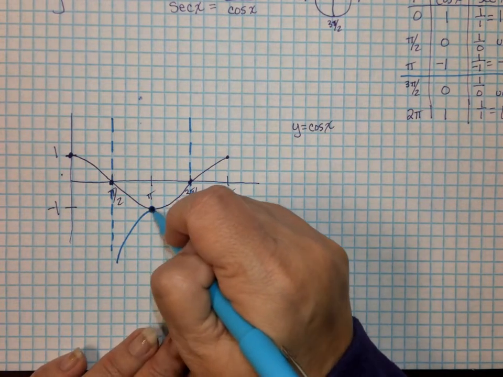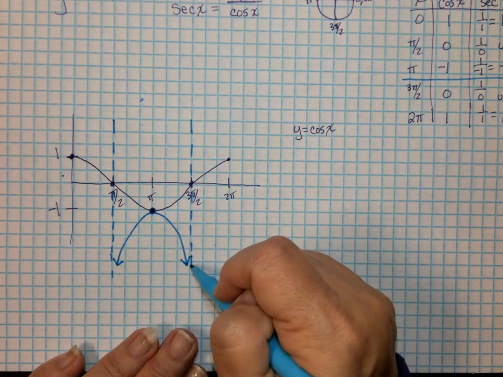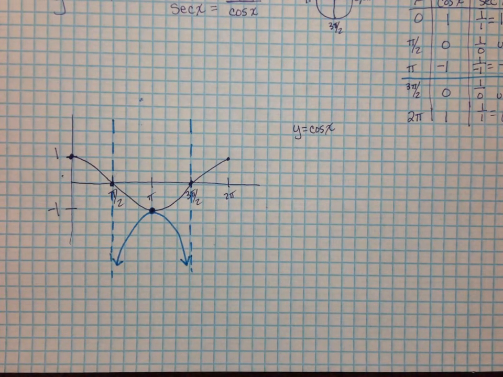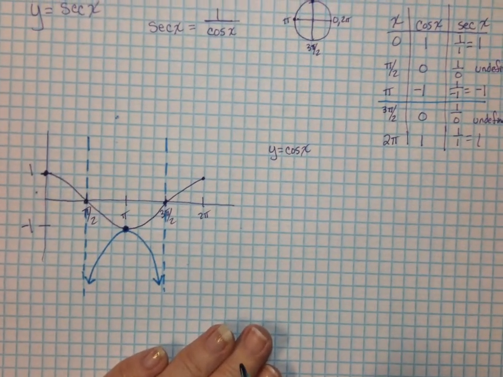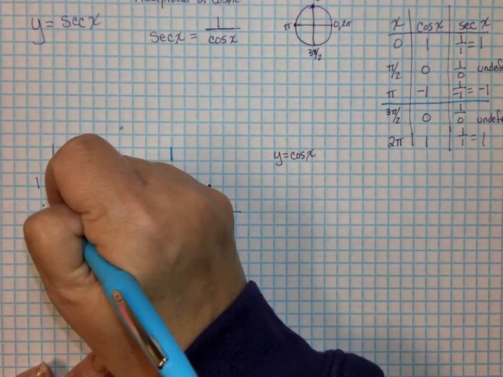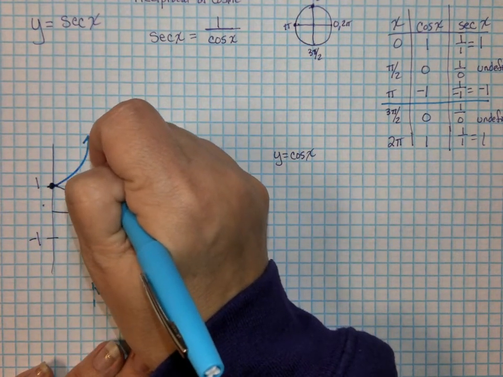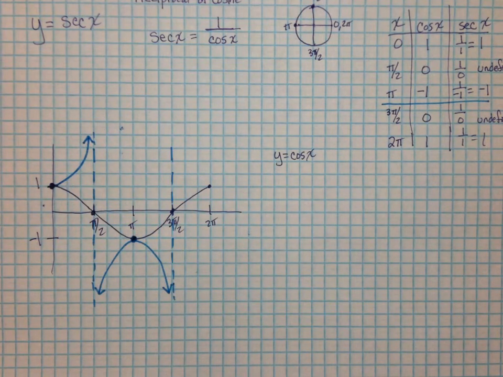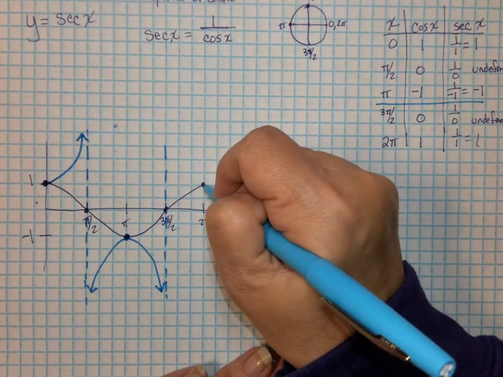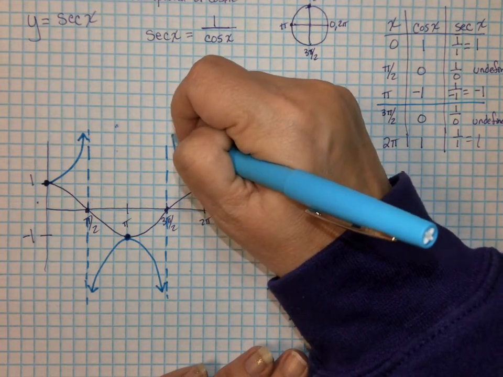And then the secant is going to go like this. Sort of looks like a parabola. It's not actually, but it appears like that. Parabolas are for quadratics. Alright, then here at 0, my secant shares this point of 1, and it goes this way and approaches that asymptote. And then here at 2 pi, it shares the point of 1, and then it approaches the asymptote this way.